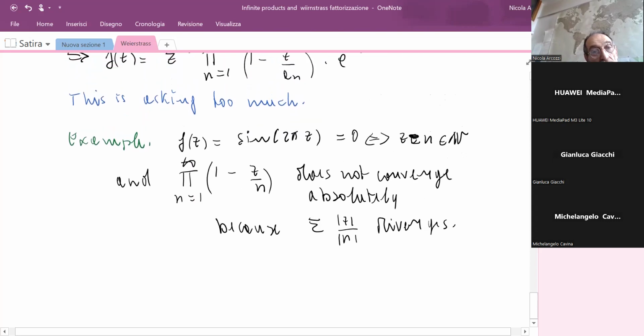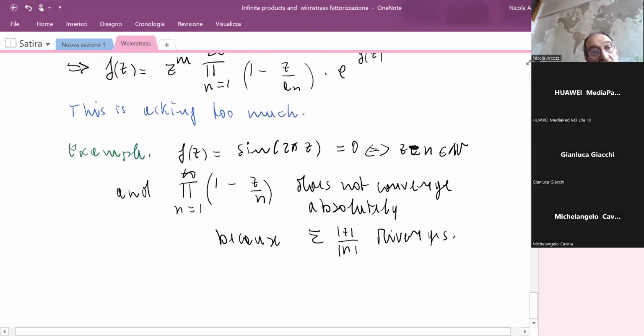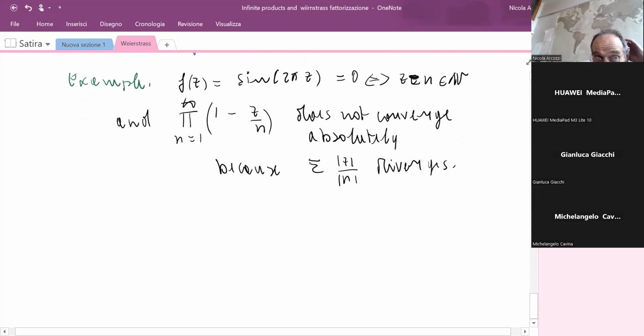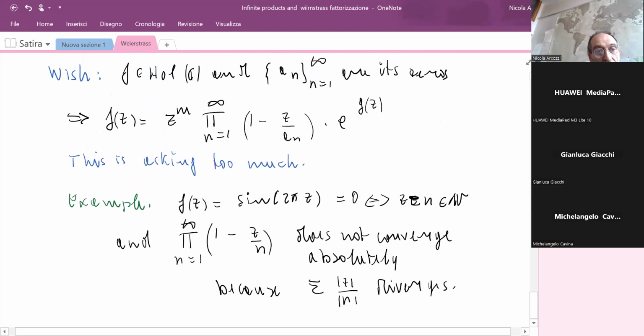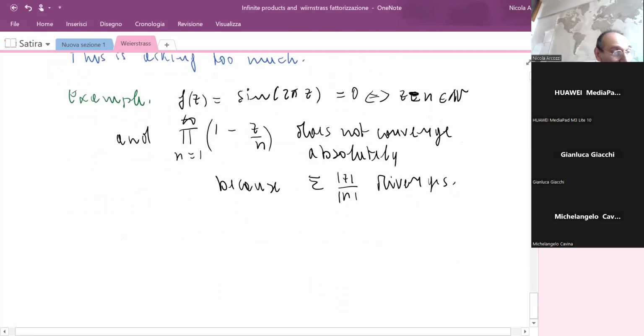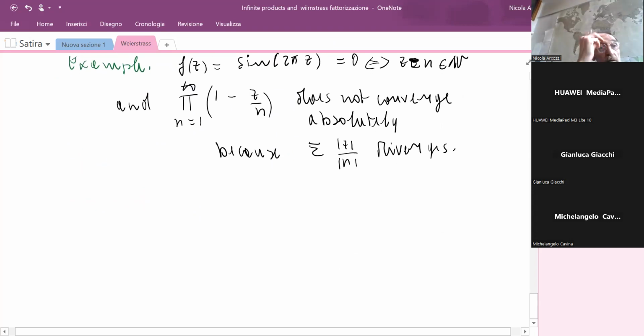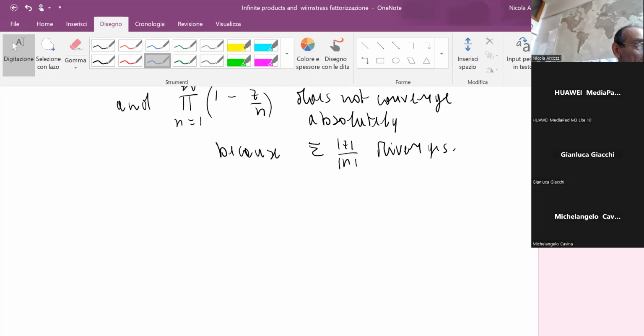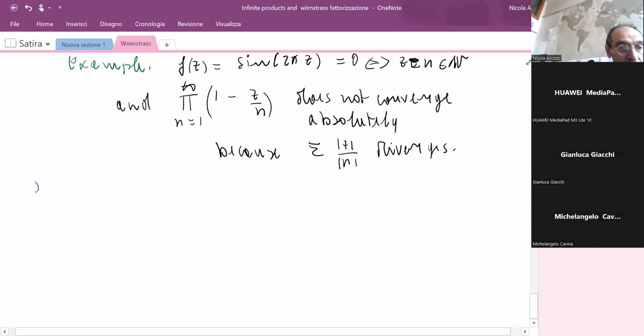And now, what we want to do is what Weierstrass did, in fact, which was to make a correction to this formula, which is too much, to correct those terms so that we have absolute convergence of the product. First, let me remind you something about sequences of holomorphic functions.